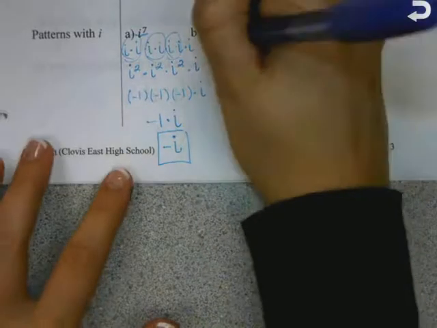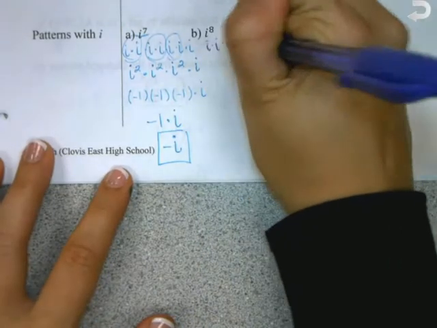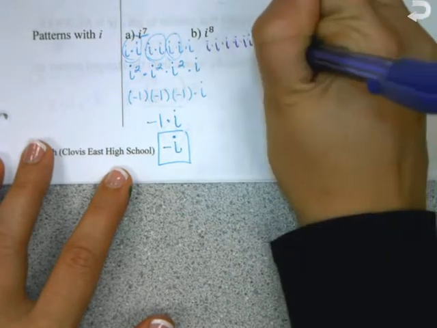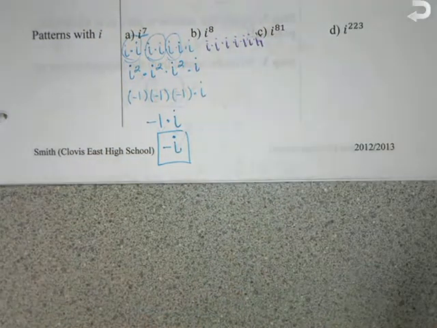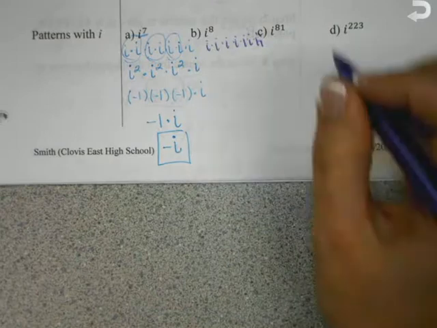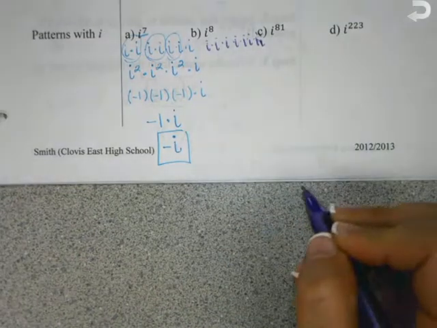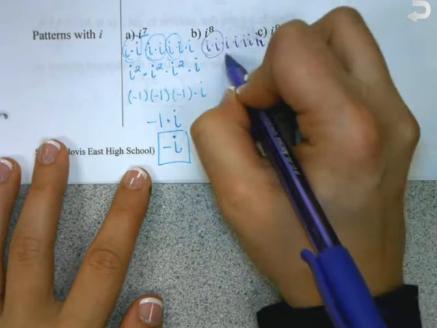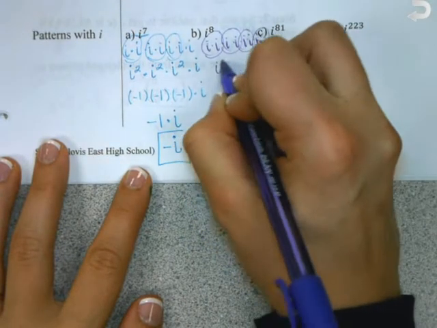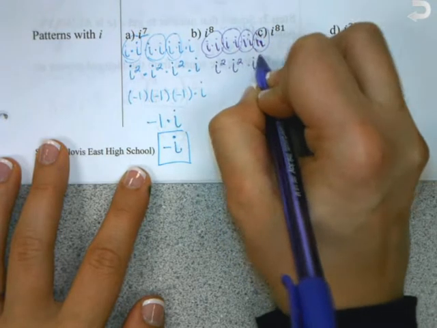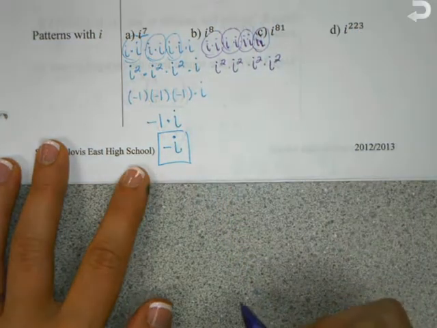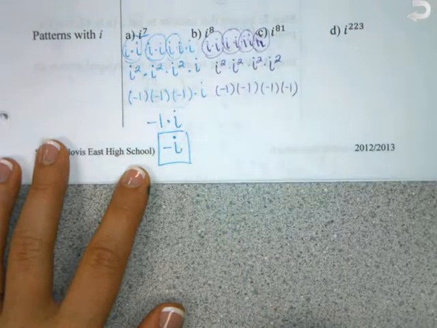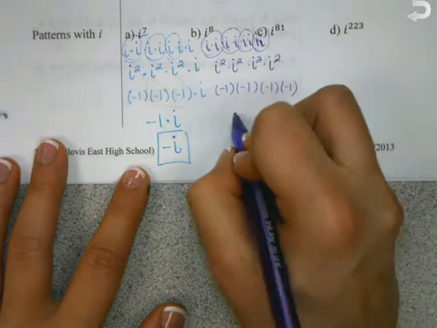We're going to find a pattern. We're looking for i squares. How many i squares are in i to the 8th? 1, 2, 3, 4. So that's i squared times i squared times i squared times i squared. So that's negative 1 times negative 1 times negative 1 times negative 1, which actually gives me positive 1 as your answer. So what's the pattern here? If our exponent is even, our answer comes out positive. If our exponent is odd, it's going to come out as negative.